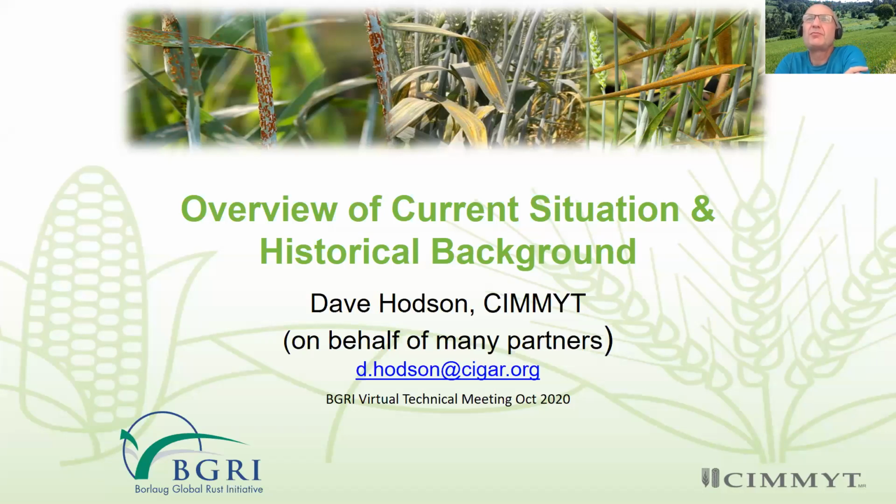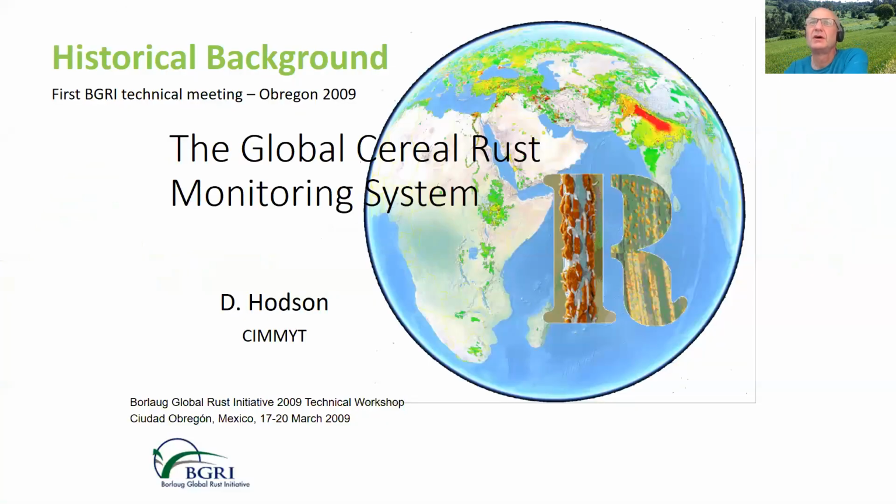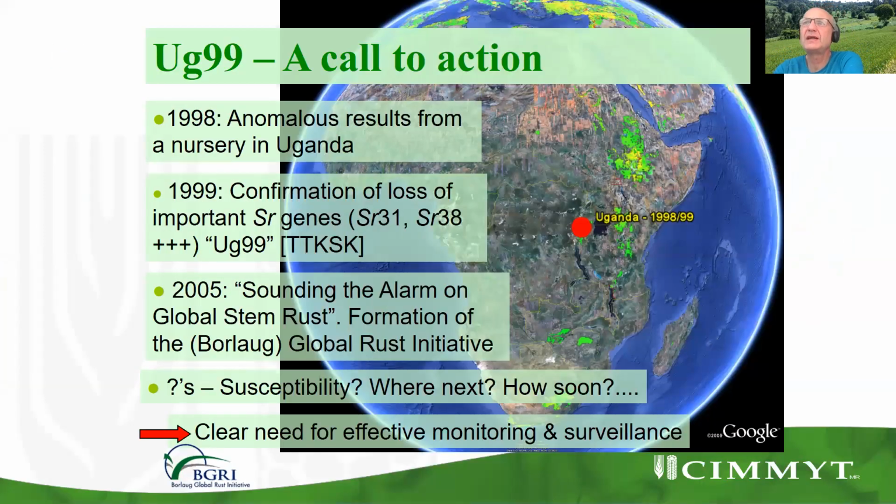I'm going to give a brief overview of the current Rust situation and also look a little bit at the historical background to the Rust surveillance work. So when I thought about this talk, I looked back at the presentation I gave at the first BGRI technical meeting. This was in Obregon in March 2009. I thought it'd be a good idea just to look at how we were thinking then and how things have evolved over time. So obviously UG99 was the key focus.